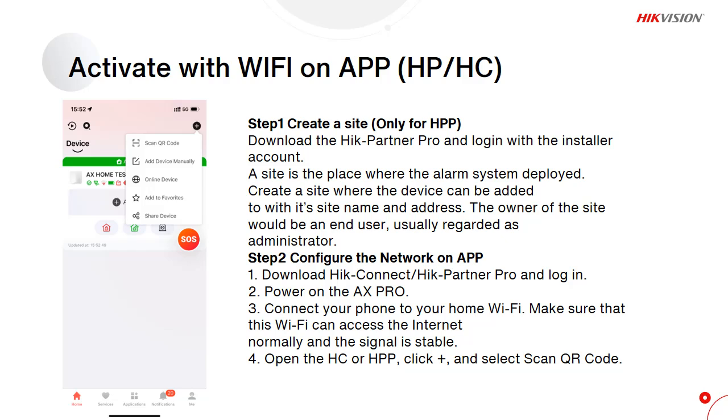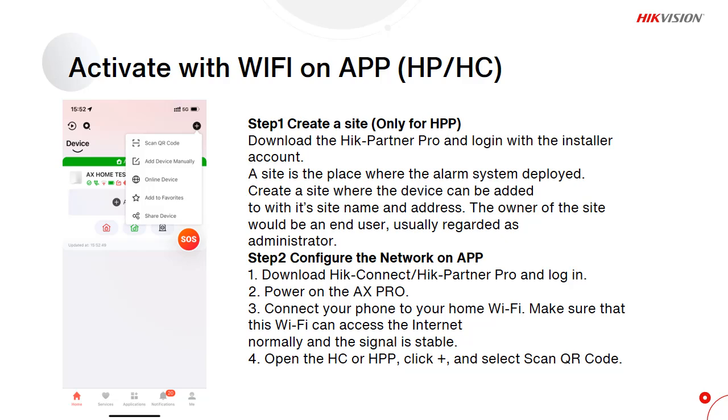Step 1. Create a site, which is only available for HEEC Partner Pro. Specifically, download the HEEC Partner Pro and log in with the installer account. A site is the place where the alarm system is deployed. Create a site where the device can be added, with its site name and address. The owner of the site would be an end user, usually regarded as the administrator.